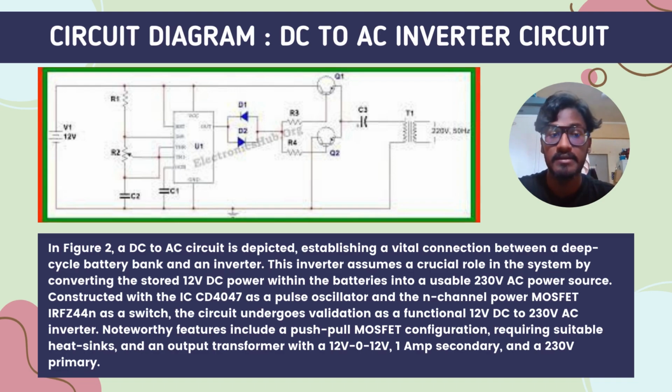Additionally, the secondary transformer operates inversely, functioning as a step-up transformer to convert low AC voltage to a higher AC voltage. The 10 and 11 pin outputs of the IC directly control the power MOSFET, arranged in a push and pull configuration. It is crucial to utilize suitable heat sinks for the MOSFET due to significant heat generated. The output transformer features a 12-volt, 0-12-volt, 1 ampere secondary, and a 230-volt primary.